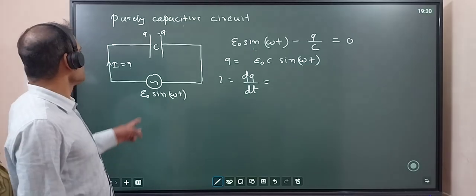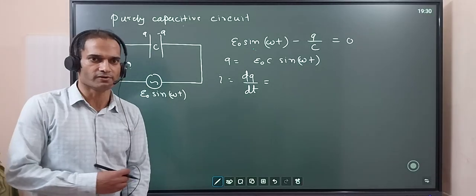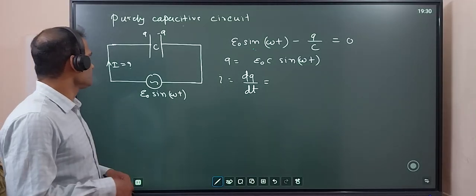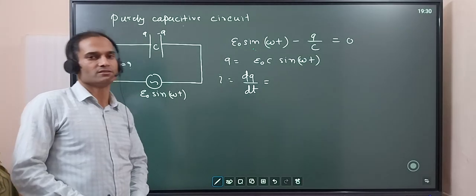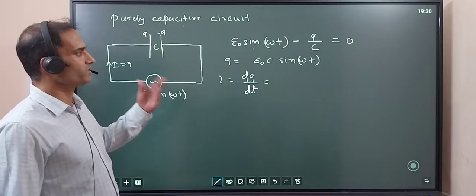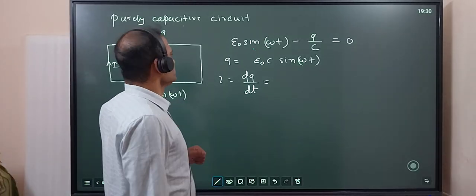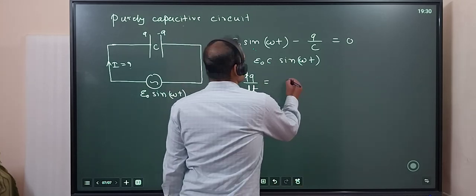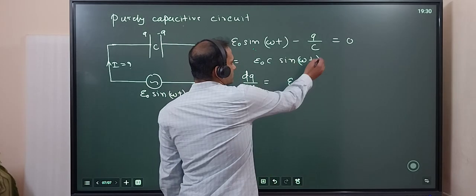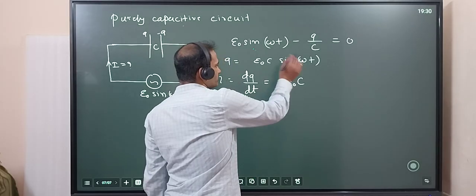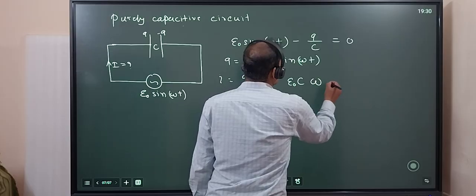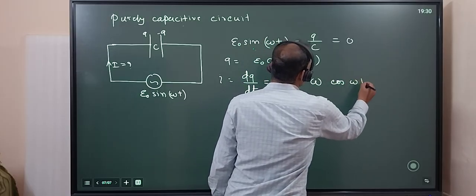The reason is that here if current is going this way, charge will increase, okay? So plus dq by dt. If current is going this way, charge will increase, so plus dq by dt. So if you differentiate it, E naught C will be there. Differentiation of sine omega t will give you omega cos omega t.